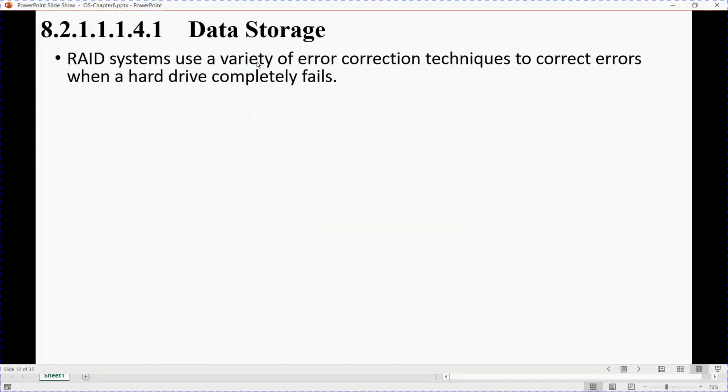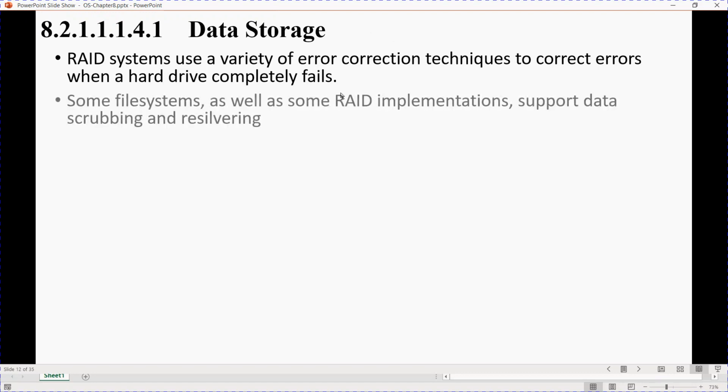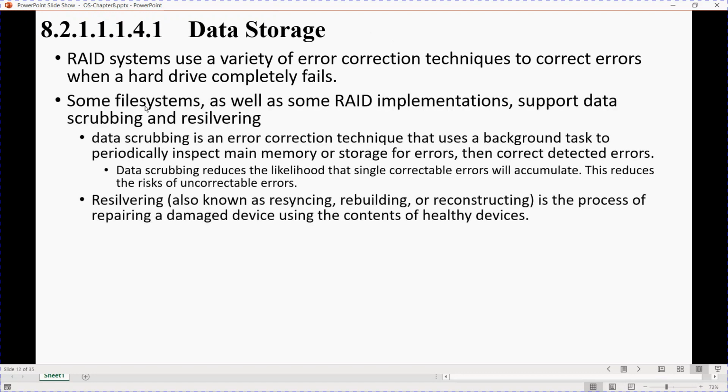RAID systems use a variety of error correction techniques for correcting errors to recover when a hard drive completely fails. Some file systems and some RAID implementations also support data scrubbing and resilvering.